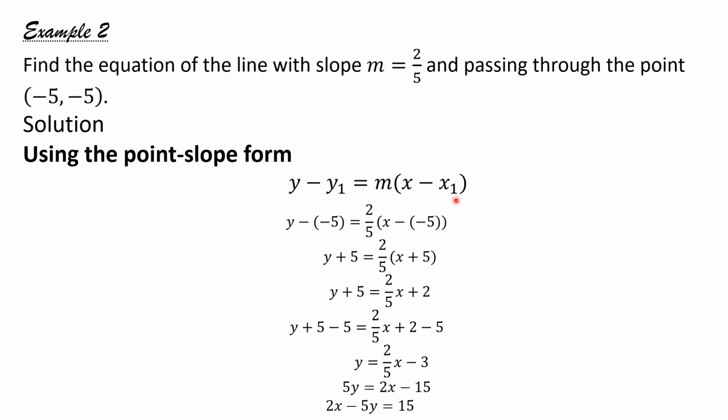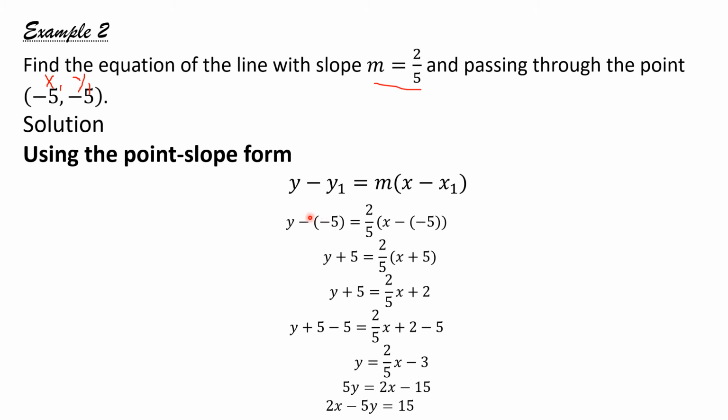So we have here the equation. Let's substitute the given. Our y sub 1 is negative 5, and our x sub 1 is also negative 5. And our slope is 2/5. So we just substitute our given into the equation. So we have y minus our y sub 1, that is negative 5. So don't forget the sign. Equals our slope 2/5 times the quantity x minus x sub 1, which is negative 5.